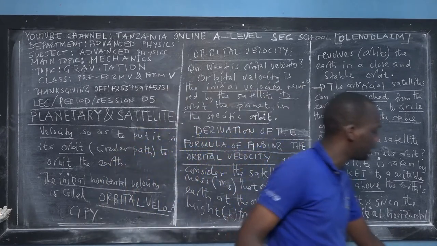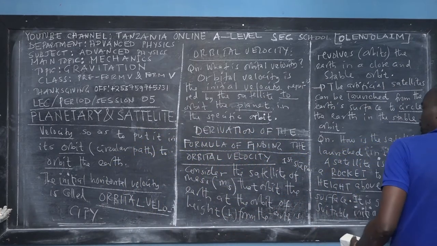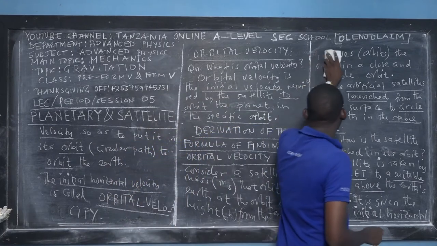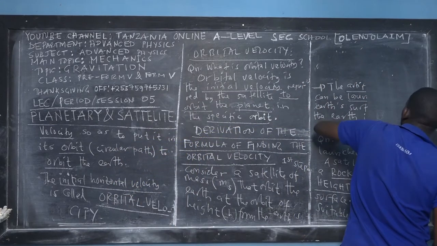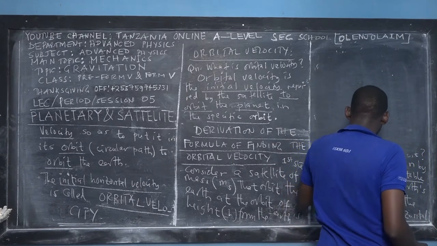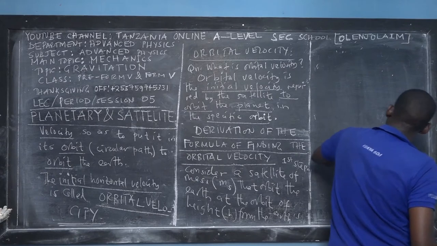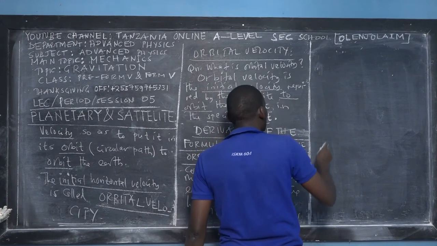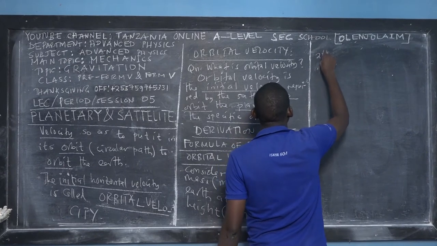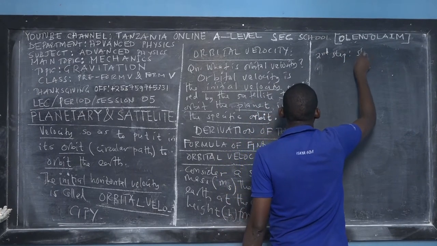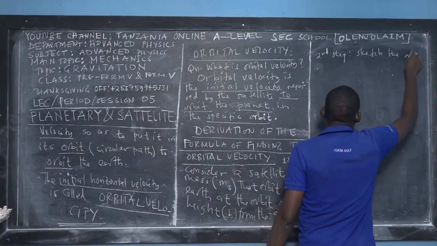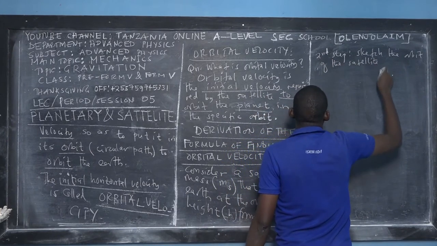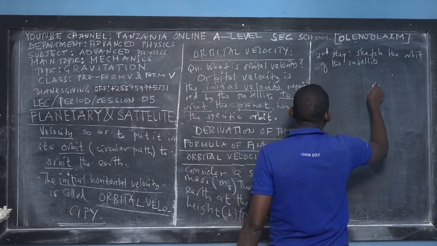So you need to have a sketch of that circular orbit. Consider a satellite of mass MS revolving around the Earth at the height of h from the Earth's surface. We want to determine its initial velocity, which we call orbital velocity. So the second step is to sketch the orbit of the satellite. We say that this is the Earth's surface.